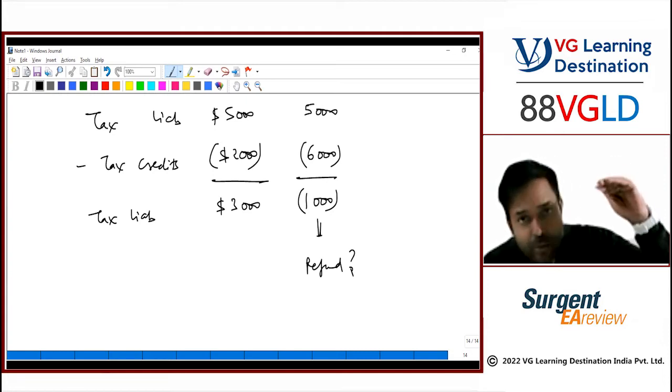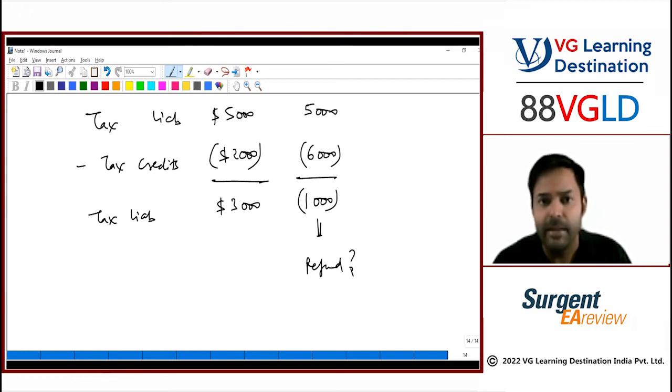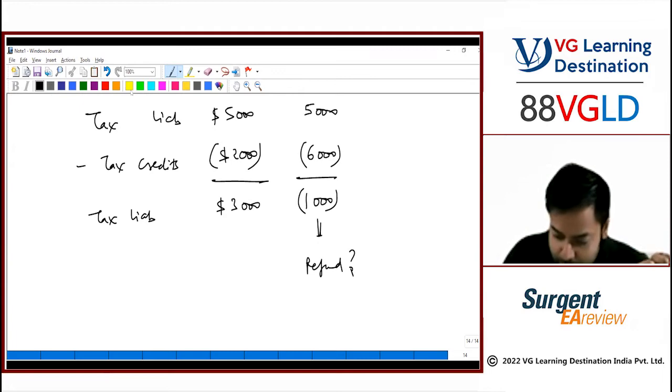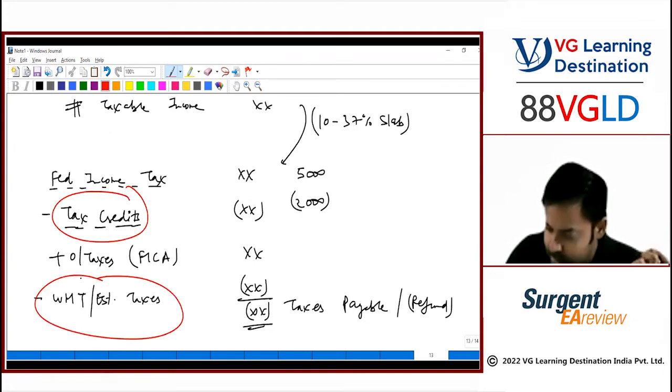It directly reduces your tax liability. Second is the withholding tax, estimated taxes. All of it is something you have paid out of the pocket, right? Your tax liability does not go down because of that. Is the point clear, guys, what I'm saying here? The difference between the tax credit and this, only then I'll move. Is it clear? Is it not?